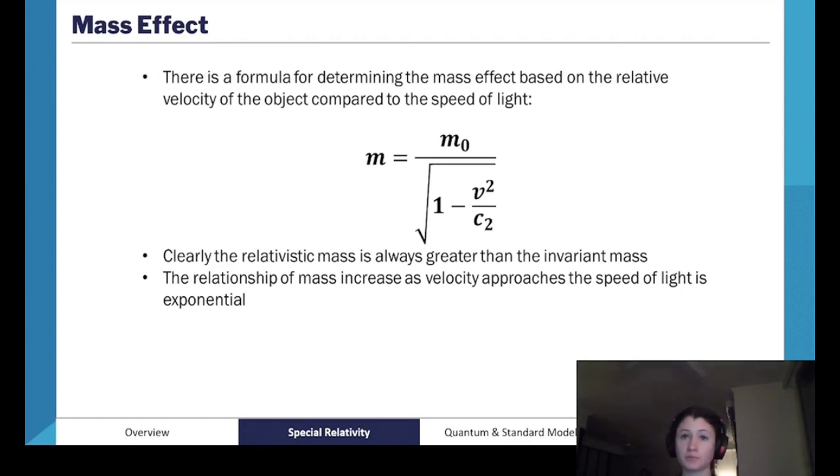So, we actually have a formula for determining the mass effect based on the relative velocity of the object compared to the speed of light. As you can see, m, the relativistic mass, is equal to the rest mass m0 divided by the square root of 1 minus the velocity of the object, v squared, divided by c, the speed of light, squared. I'll bring that in quickly. This should be a squared up here, not a squared down there.